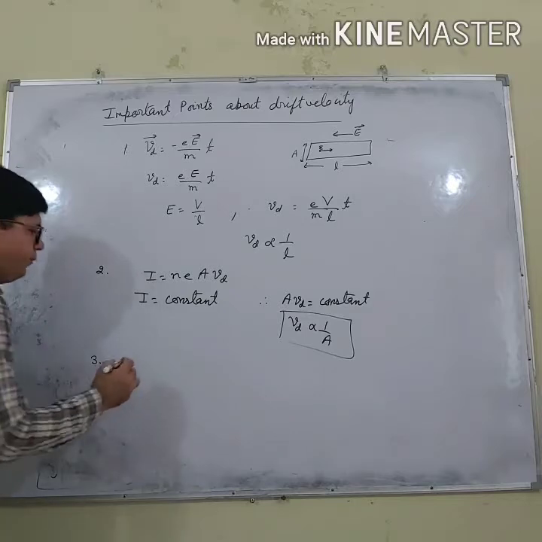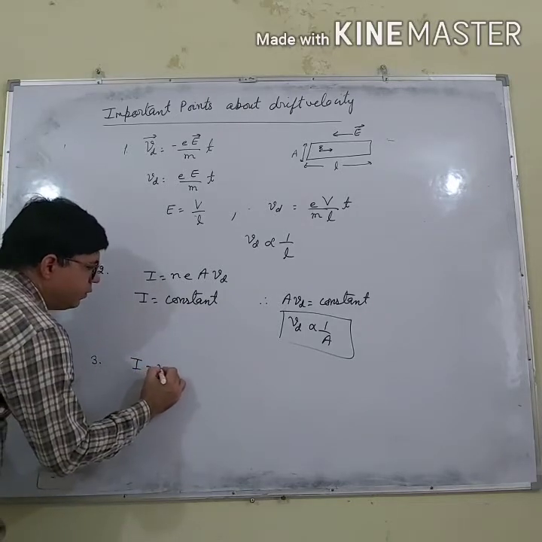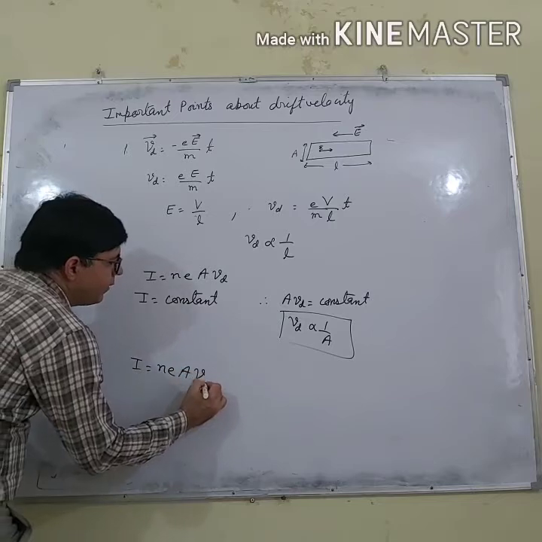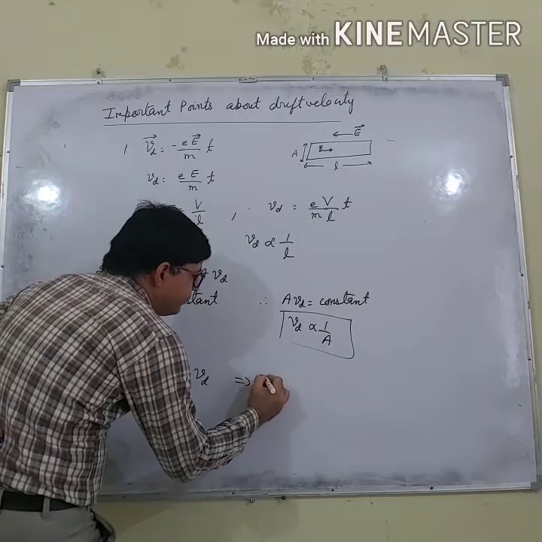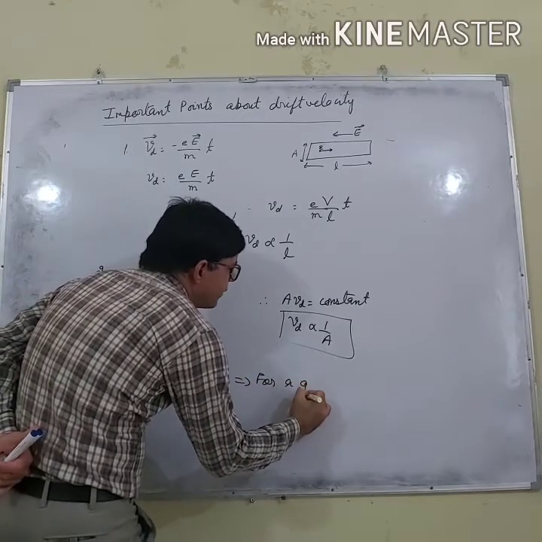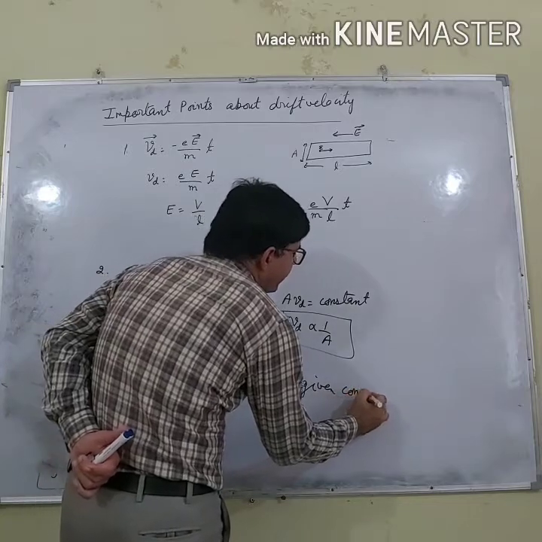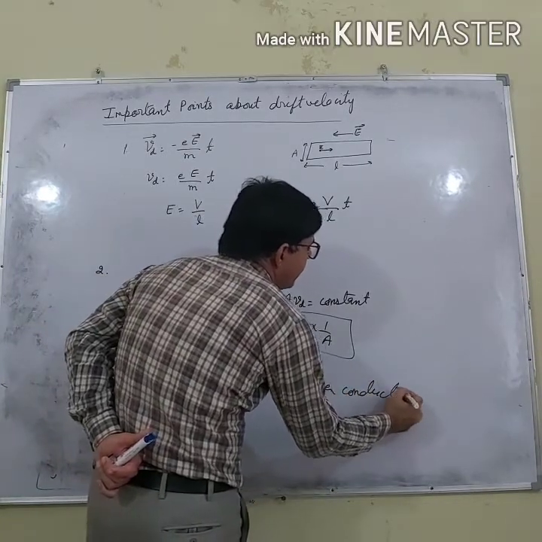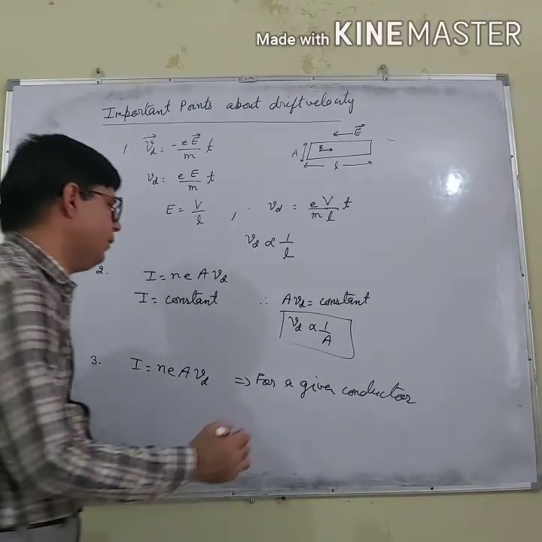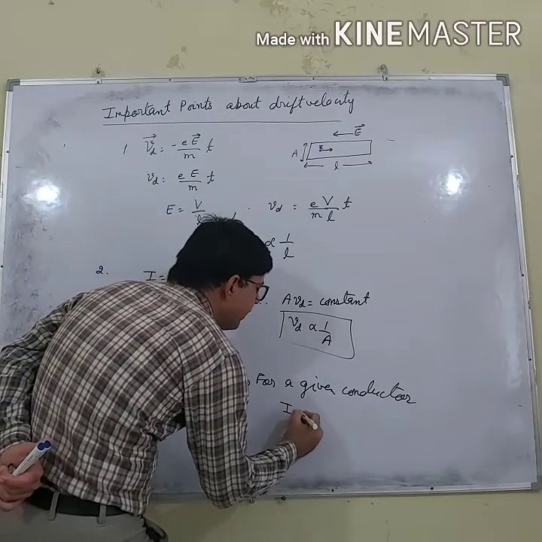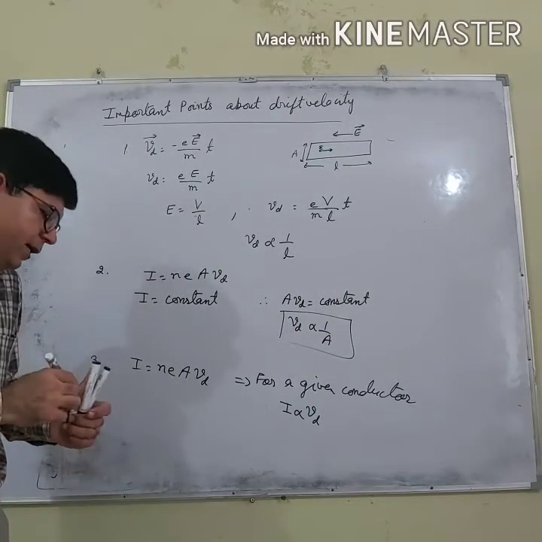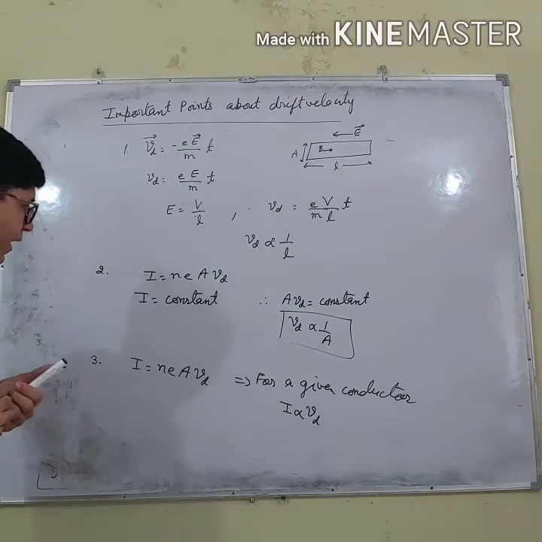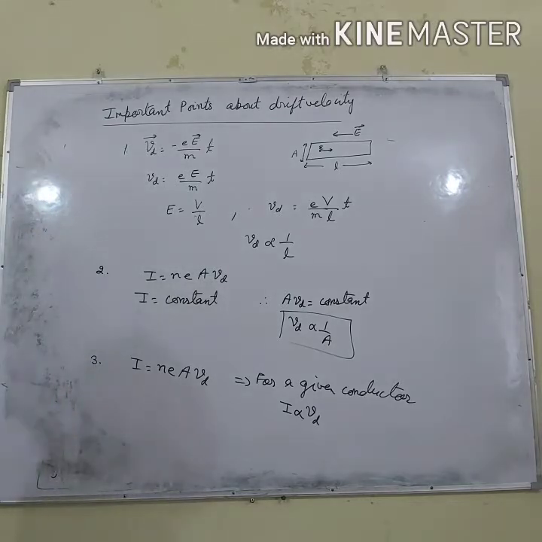Third point is I equals nEAvd. For a given conductor, what does it mean? Its length and area of cross section are same. I is directly proportional to drift velocity. More is the current, more will be the drift velocity. So these are the points that you have to keep in your mind.